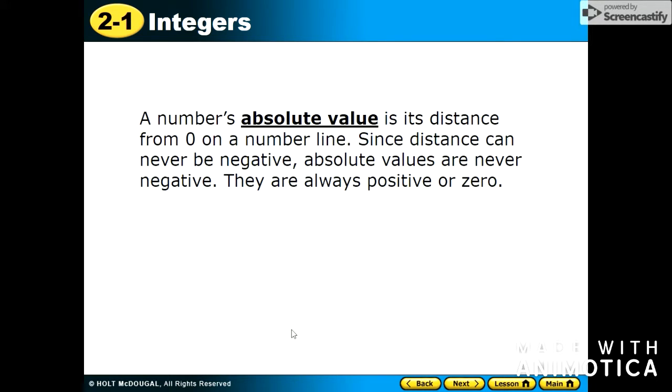Okay, if you flip back to the front, there should be a spot for absolute value. And absolute value is pretty quick and easy, but the idea behind it is really important. It says a number's absolute value is its distance from 0 on a number line. Since distance can never be negative, absolute values are never negative. They are always positive or 0. Okay, that's important to know. Always, always, always going to be positive. I would star this. They are always positive.